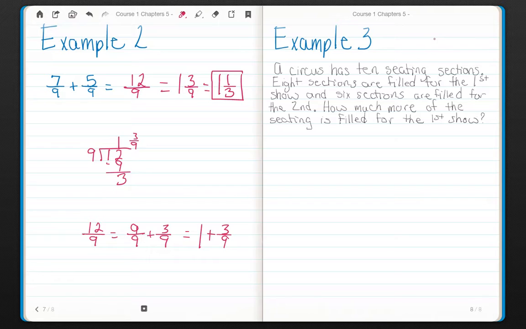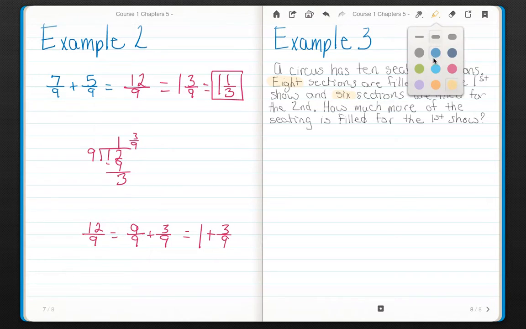A circus has 10 seating sections. 8 sections are filled for the first show, and 6 sections are filled for the second. How much more of the seating is filled for the first show? So, I know that I have 8 sections in the first show, 6 in the second show, and there are 10 sections all together. So I know that I am working with 8/10. 8/10 of the circus tent was filled for the first show, and 6/10 was filled for the second show.